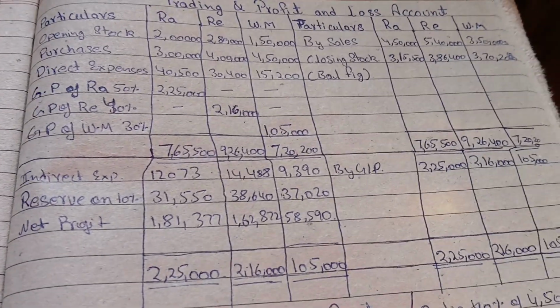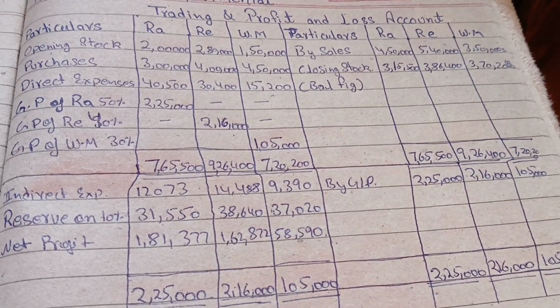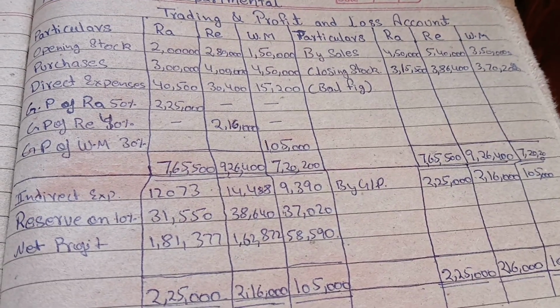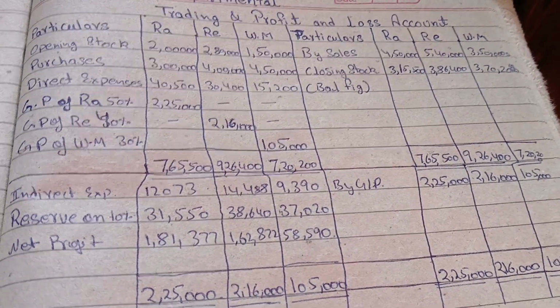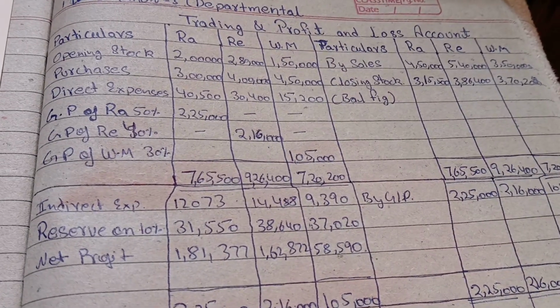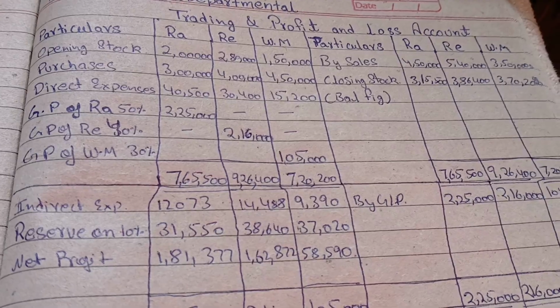So here we have sales. On the credit side we put by sales, which is 4,50,000 for radio, 5,40,000 for refrigerator, and 3,50,000 for washing machine. So we can find the profit by finding the 50% of sales.